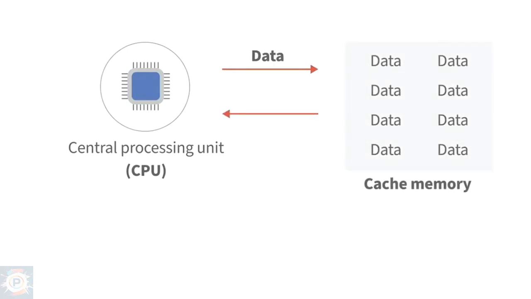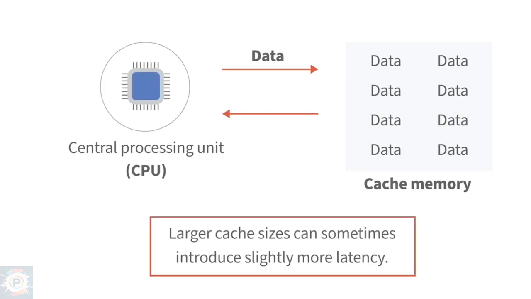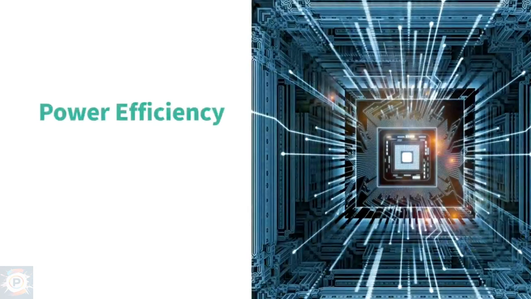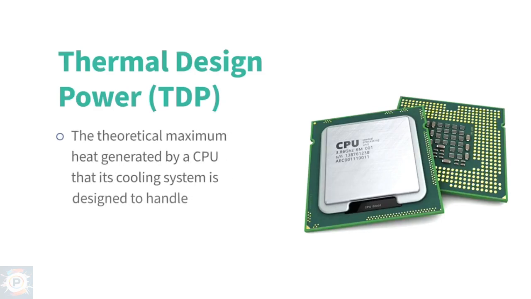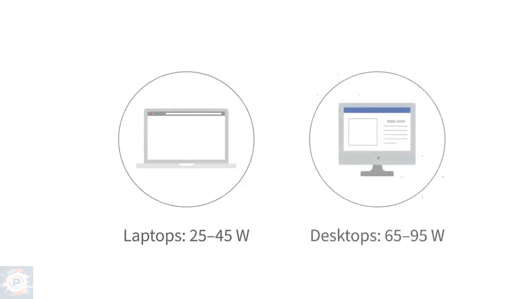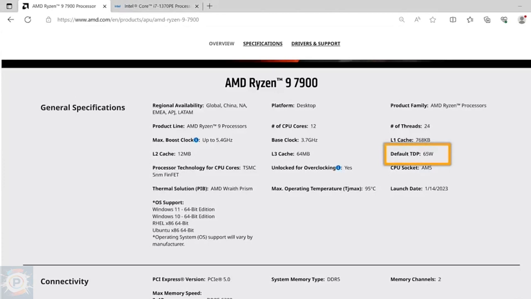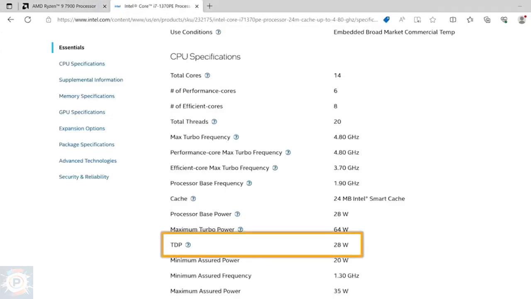The power efficiency indicates how much power the CPU consumes relative to its performance. One key indicator of a CPU's power efficiency is the thermal design power, or TDP. This is the theoretical maximum heat generated by a CPU that its cooling system is designed to handle, usually expressed in watts. The number of the thermal design power varies for each device. Laptops versus desktops, for example. And in the examples here, you can see the value of the TDP for this AMD Ryzen 9 CPU is 65 watts. And for this Intel CPU, the TDP is 28 watts.